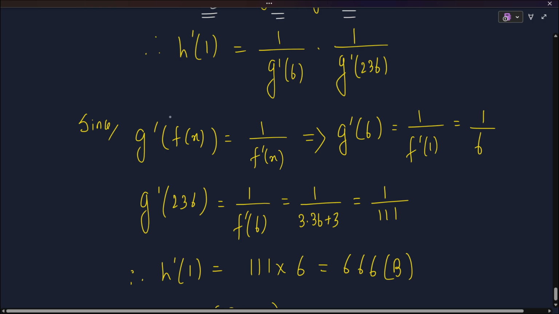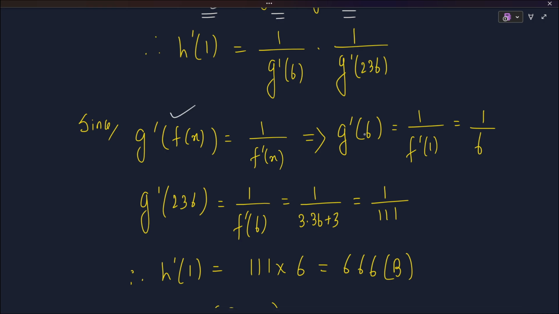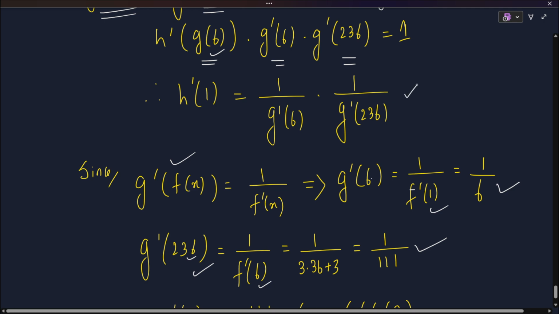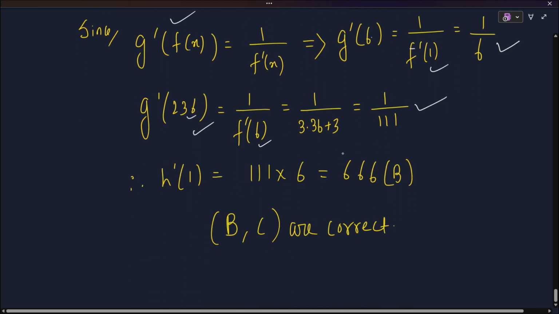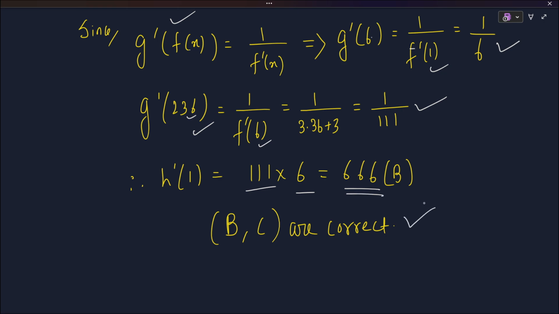Initially in the problem, we already determined the formula for g prime of f of x. So now we simply put x equal to the required values. So x equals 1, f of 1 is 6, so g prime 6 simply becomes 1 by f dash 1, which is 1 by 6. And in a similar way, if you put x equals 6, this becomes 236, and you get this as 1 by 111. Since these are reciprocals, and in the answer we also have reciprocals, h prime 1 is 111 into 6, which is 666. And thus B and C are the correct answers.